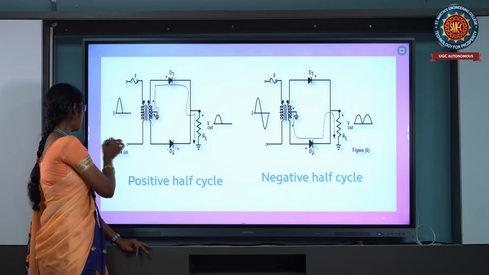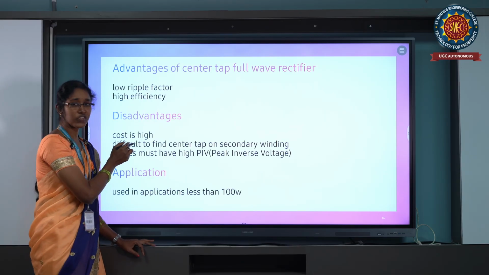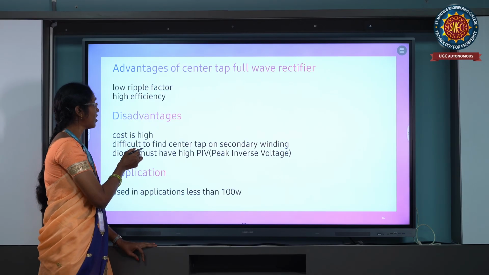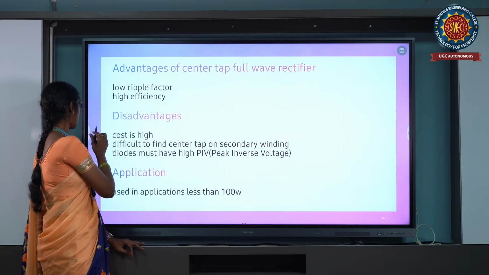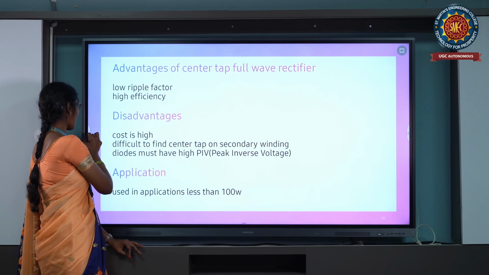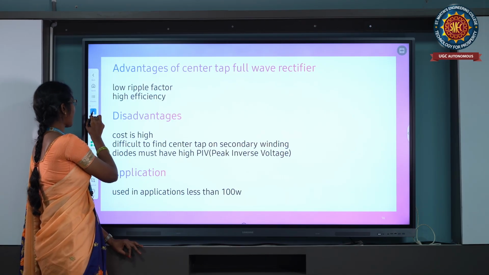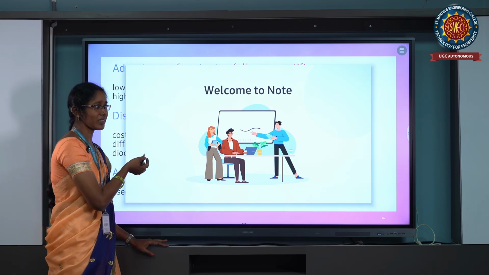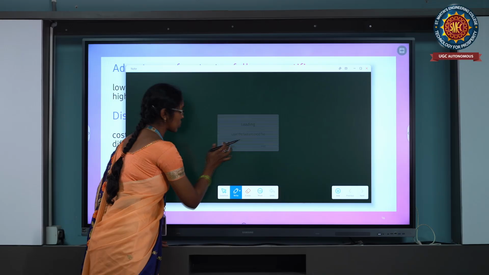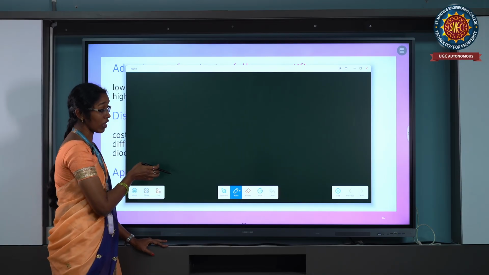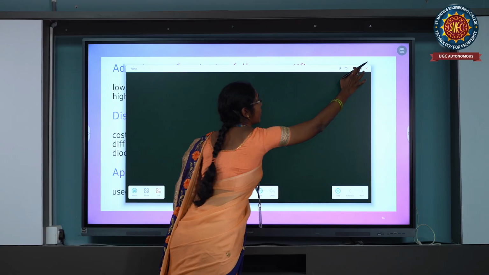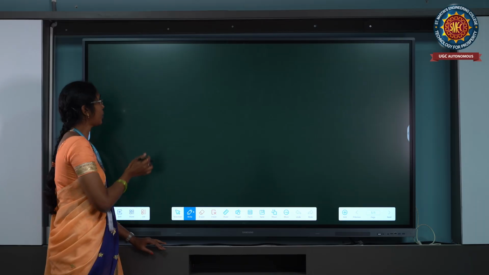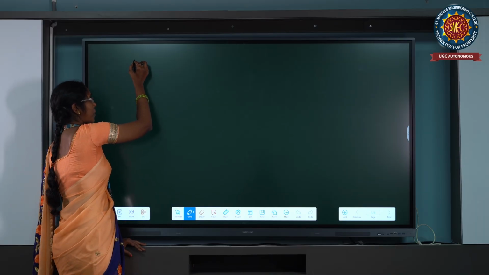Next, coming to advantages of center tapped rectifier. It has low ripple factor and high efficiency. So we have to calculate the ripple factor value and efficiency value for a full wave rectifier. Efficiency means the ratio of output power to the input power. In general, efficiency means the ratio of output to the input. Here we are calculating the power efficiency.